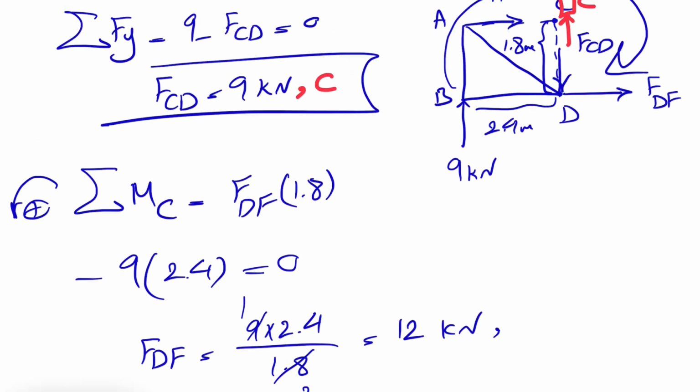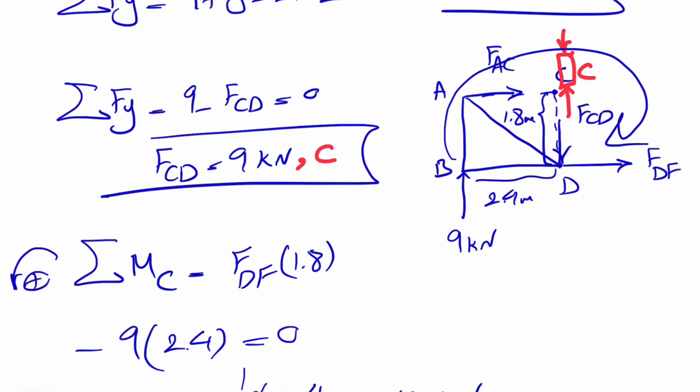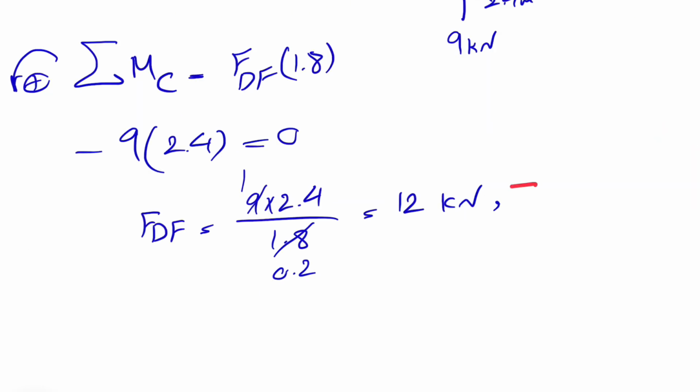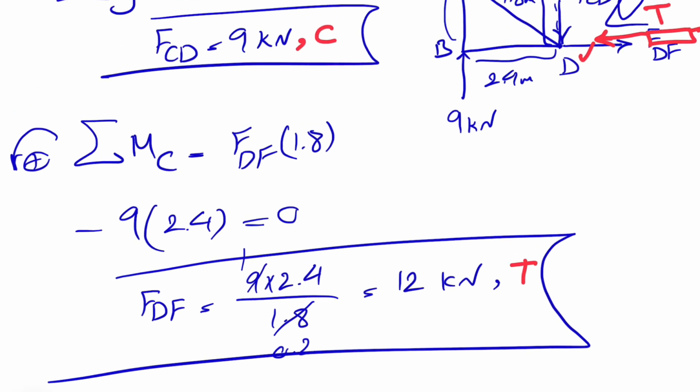And we just have to figure out if the member is in tension or compression. We didn't get any negative sign. That shows that this was the correct direction after all. And we have to have a force in the opposite of this one, so the member will be in tension. And that would be the final answer for this question.